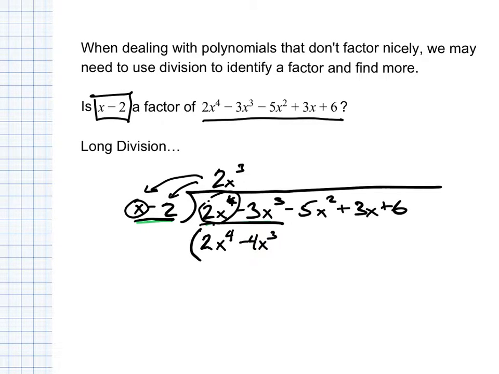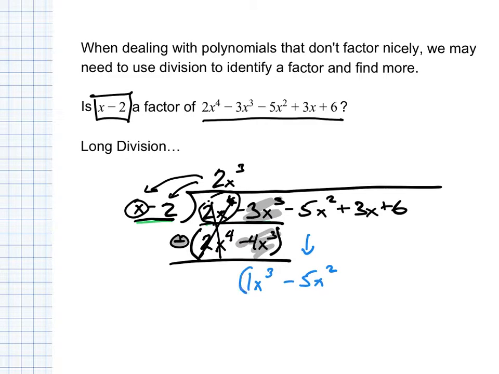I am now, just like I did in my previous long division, going to subtract. 2x to the 4th minus 2x to the 4th is 0x to the 4th. Negative 3x cubed minus negative 4x cubed is going to give us a value of positive 1x cubed. It's negative 3 minus negative 4, that ends up being positive 1. We will bring down the next value, and we will repeat the process.